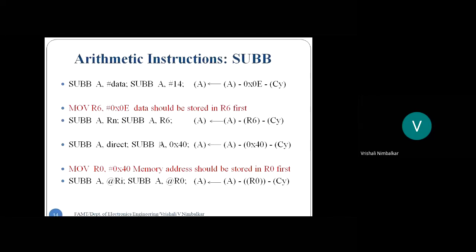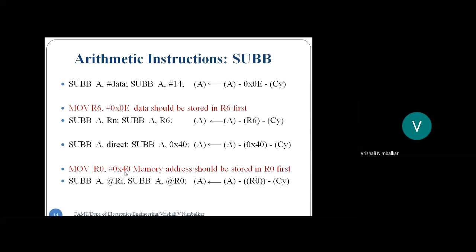The second was direct addressing mode, SUBB A, 40 hex. One of the operands is in accumulator, the second operand is in memory at address 40 hex. And the last instruction was indirect addressing mode. One of the data is in accumulator, the second data is in memory, and the address of that memory is stored in R0. So before using a pointer register, make sure you have stored the correct address in that register. So I have used R0 as a pointer.